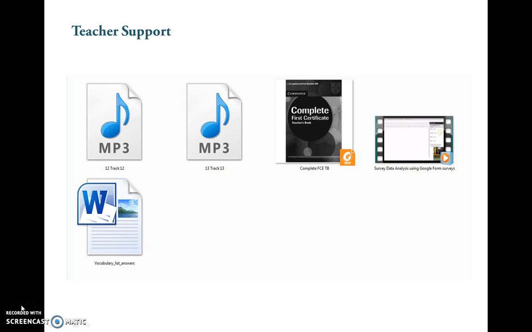The teacher supports folder contains 2 tracks that I use for the listening practice in my unit. Also, the teacher's book of Complete First Certificate is of great help. Also, I have to learn by myself how to analyze survey data using Google Form. I have to watch the clip so that I can help my students with the process of analyzing the data they have already collected.